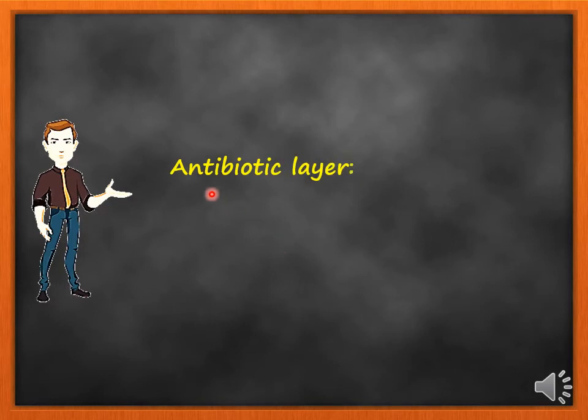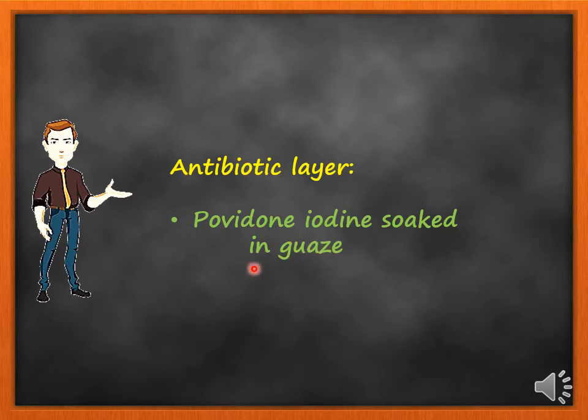So for the antibiotic layer, usually povidone iodine soaked in gauze is used. And then if the non-adherent layer you use contains an antibiotic, it can also serve as this antibiotic layer.